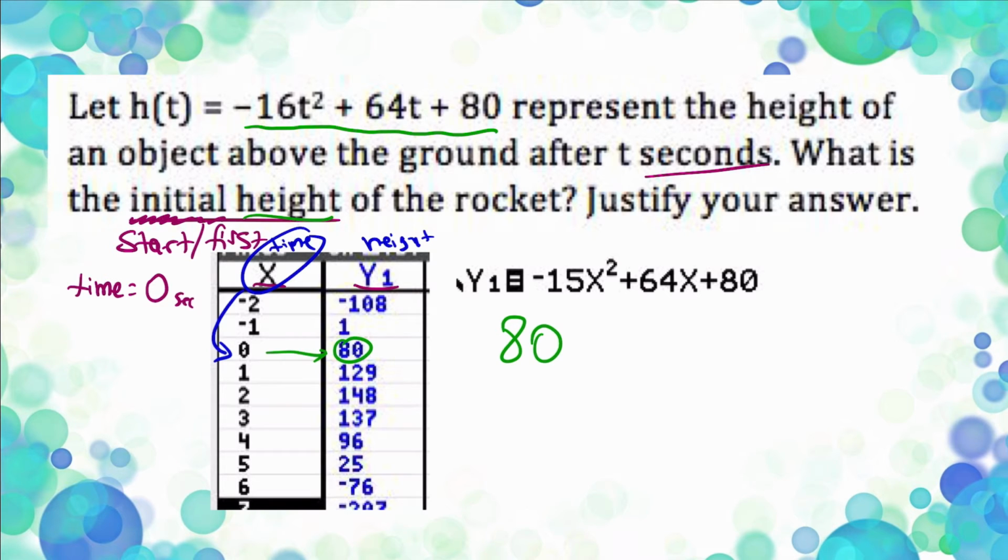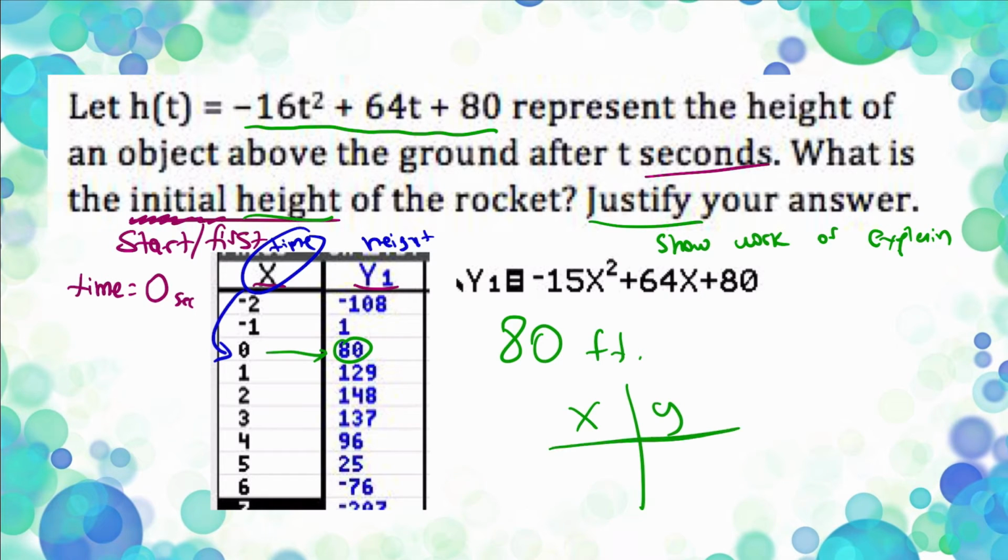They give you a unit here, I believe. Nope, they don't. That's my bad. Let's say it's feet. And when they say justify your answer, justify means show work or explain. So honestly, if this was a Regents question, you have your calculator, I would just honestly copy the table. And there you go. That's justified.